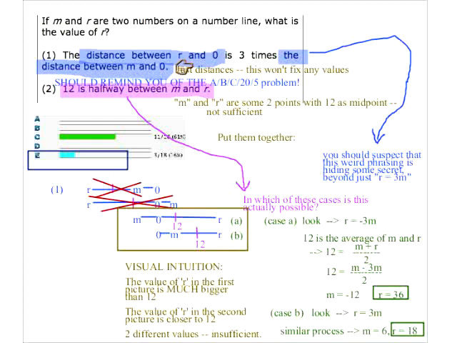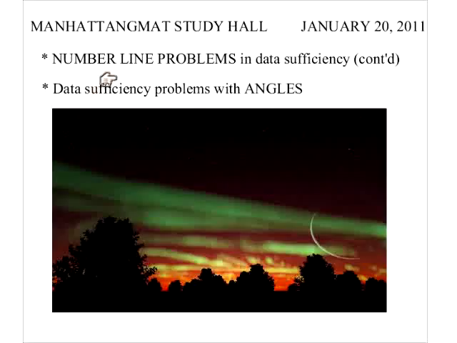But the distance between R and 0 is not R. It's either R or negative R, depending on which way this thing goes. Okay, the other promised topic today was angles. So let's get to a couple of topics involving angles before we are out of time.